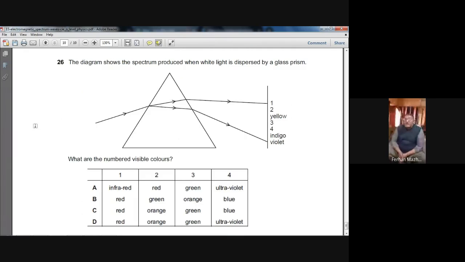The diagram shows the spectrum produced when white light is dispersed by a glass prism. What are the numbered visible colors? At 1 it should be red. ROY G BIV. At 2nd it should be orange. And at 3rd it should be green. And number 4 should be blue. So C is the right choice. Do you understand this one? Yes, sir. Okay.